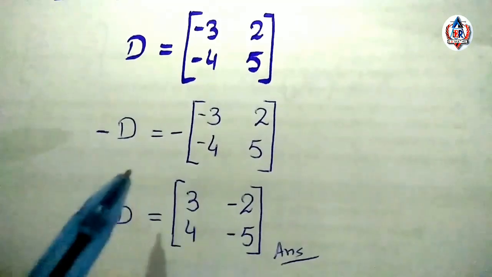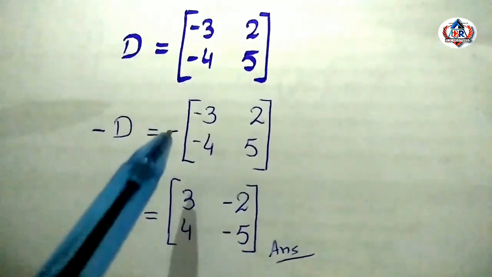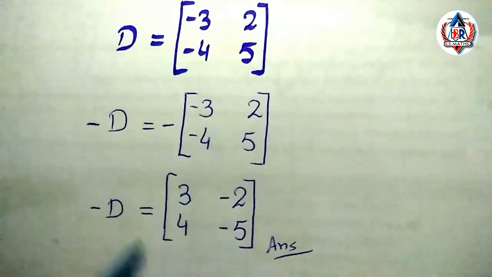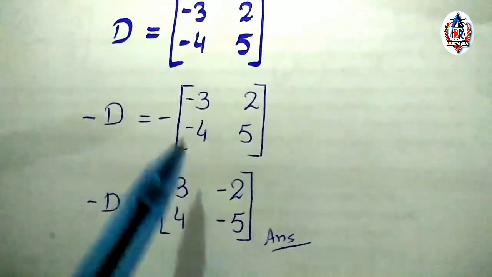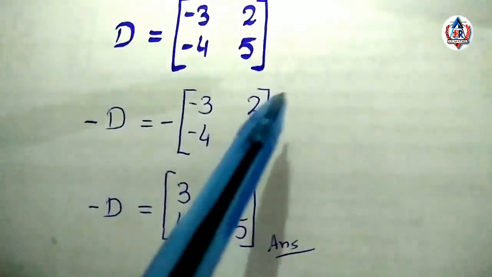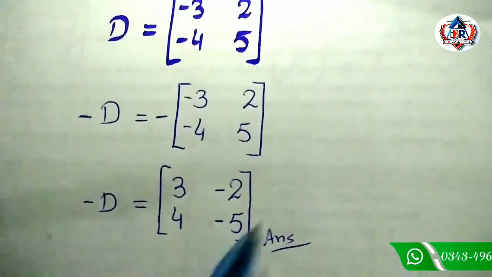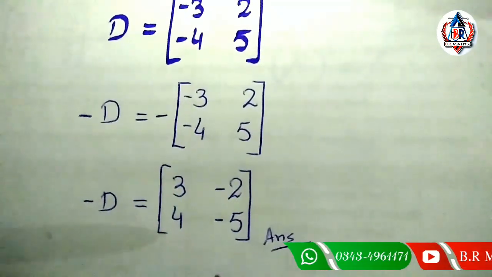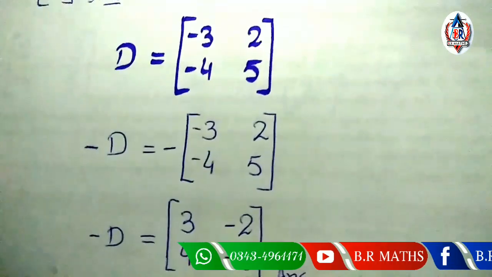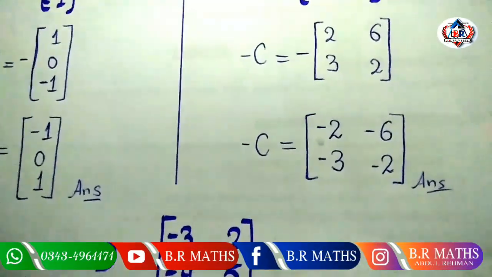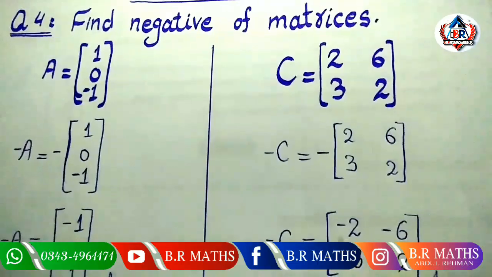Firstly take the negative on both sides, and then apply this negative sign inside and change the sign of all entries. Minus 3 becomes plus 3, plus 2 becomes minus 2, minus 4 becomes plus 4, and 5 becomes minus 5. So students, this is the negative of a matrix, and this is also called additive inverse.